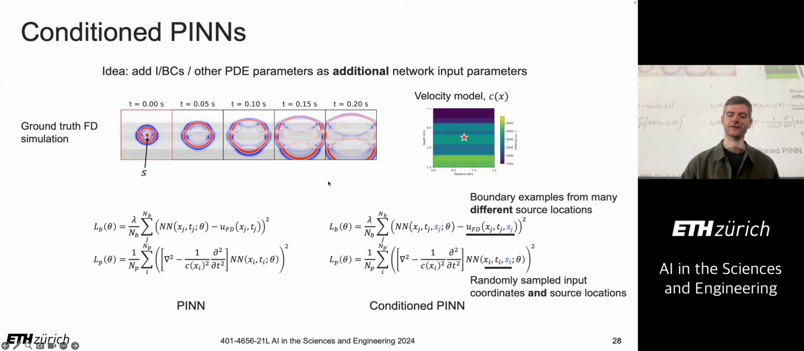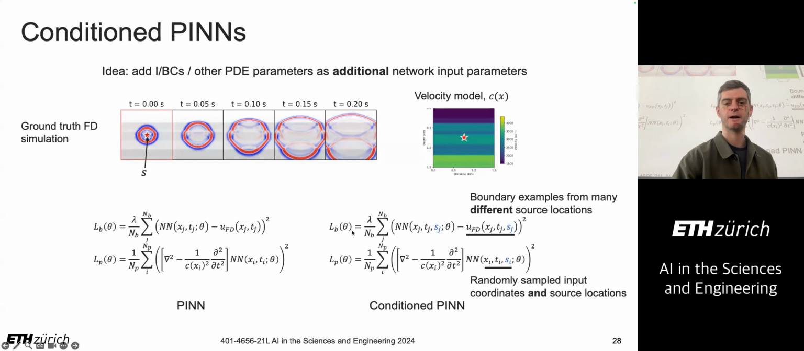So how do we train the conditioned PINN? It's very simple, same loss function. All we do is we not only sample over the collocation points and the boundary points, we also sample over the sources as well when we're training the PINN.